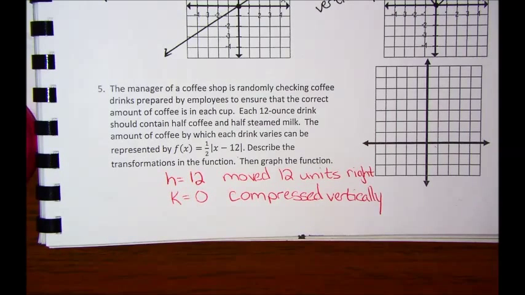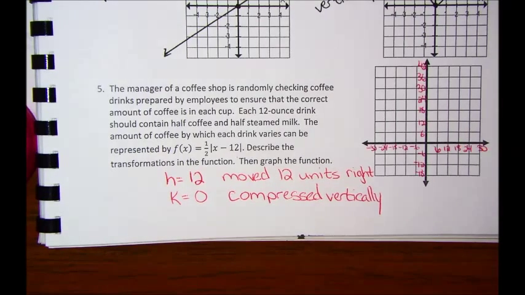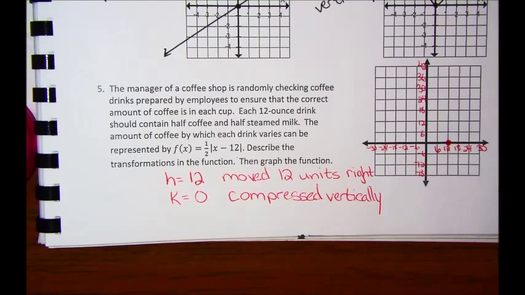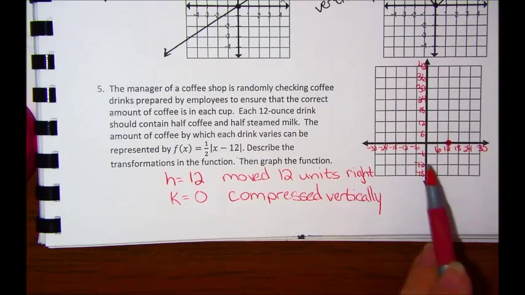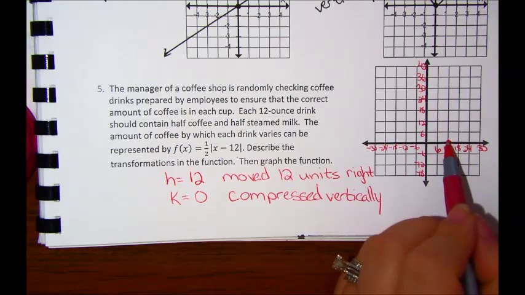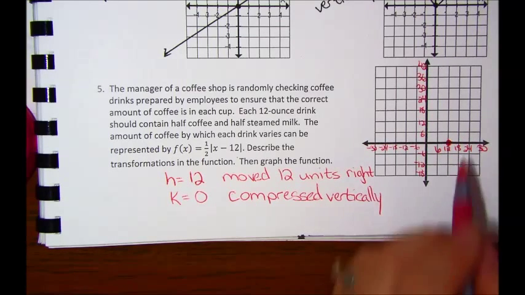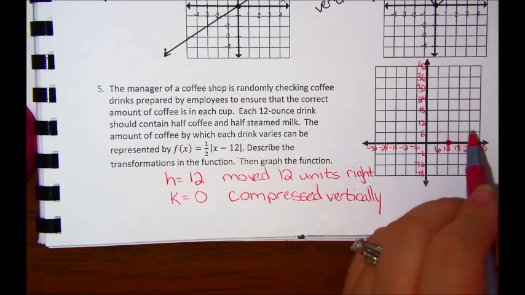So to graph this, I'm going to count by 6s. So my vertex is at 12, 0. Then the slope is going to be 1/2. Since my scale is the same all the way around, I don't need to go up 1 and over 2 to have such a small graph. I can actually go up 1 bar and right 2.